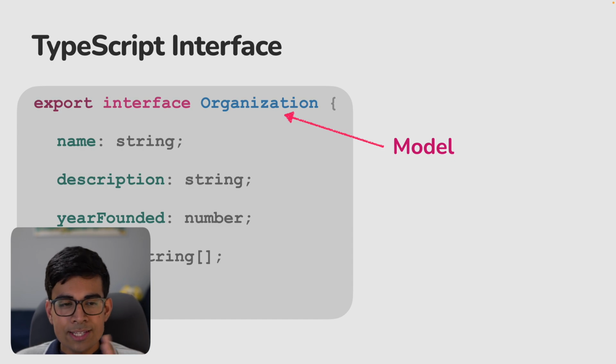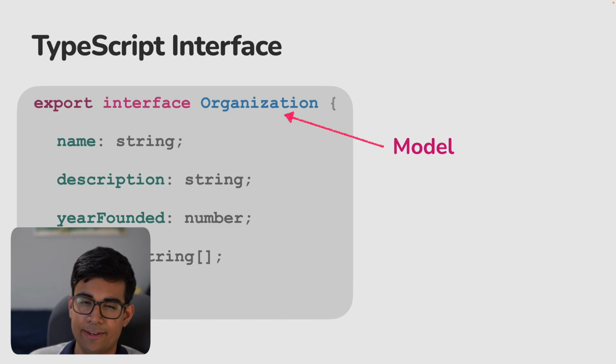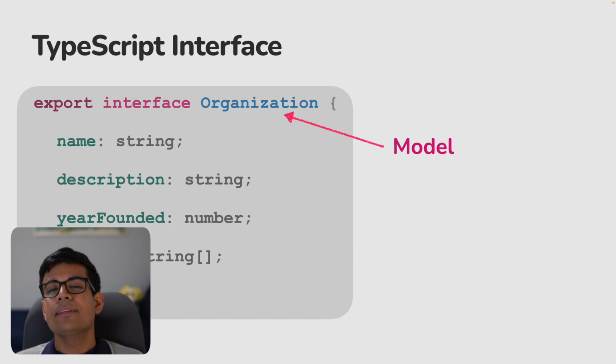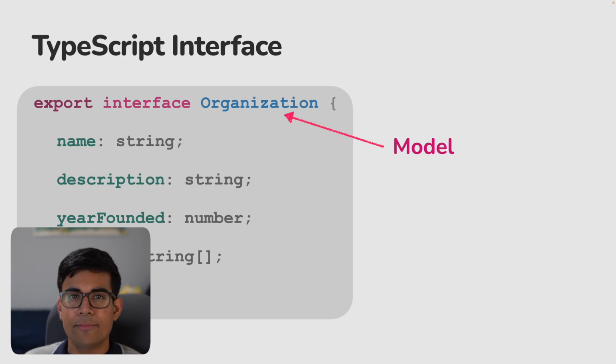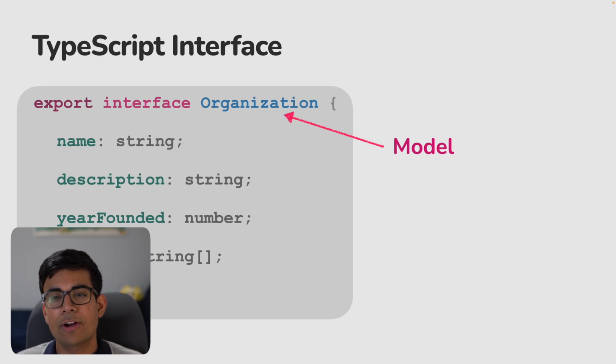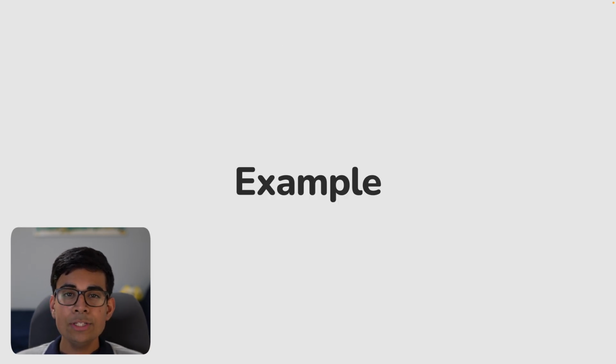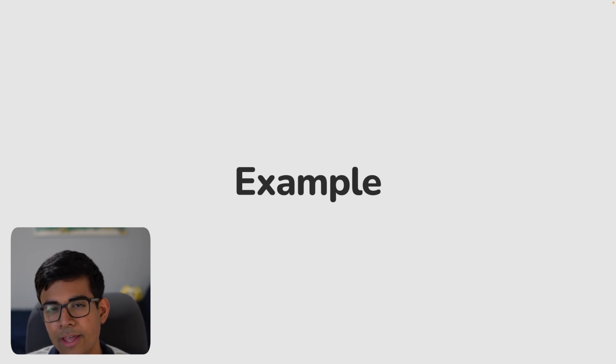Now, this interface that we created is modeling our organization data, right? It's specifying the structure of our data. And so we call this a model. And we'll be coming back to this terminology a little bit later on. Now, I want to jump in real quick to the actual repo, the project that we used in the previous video, and I want to show you this interface implemented in our code.